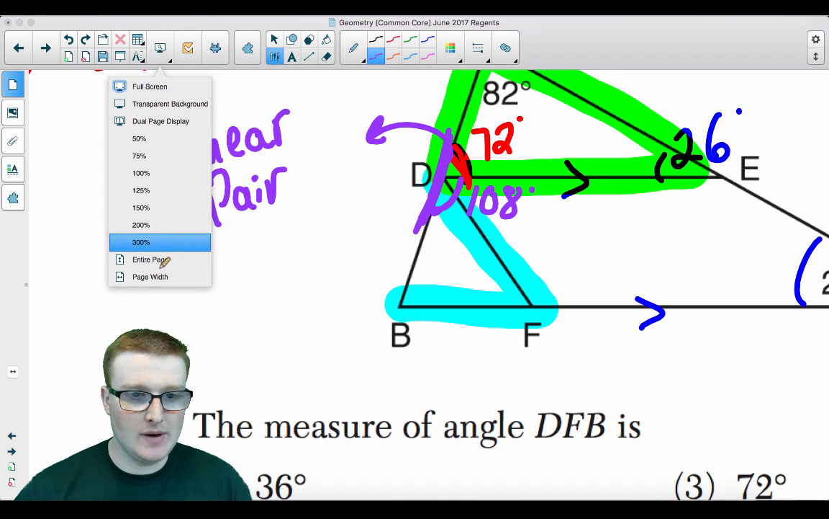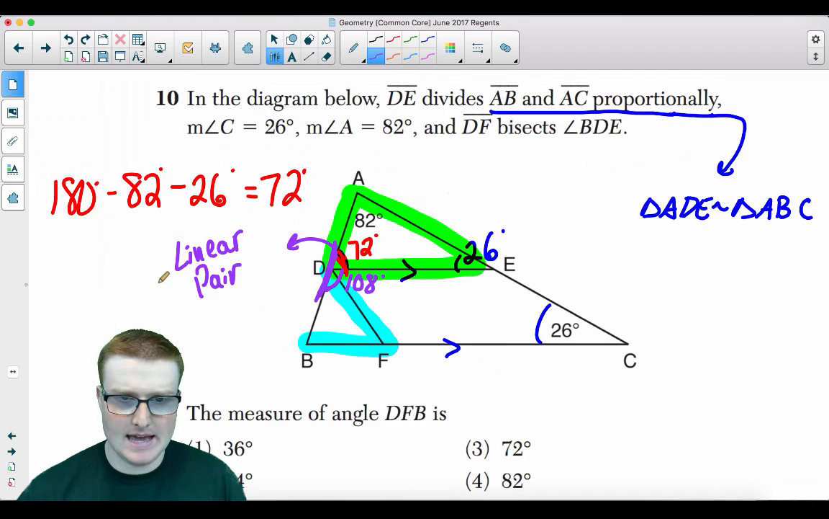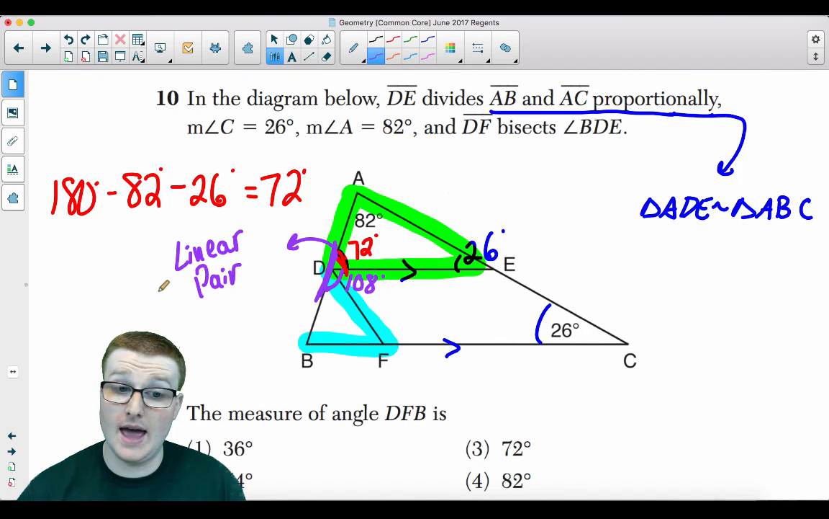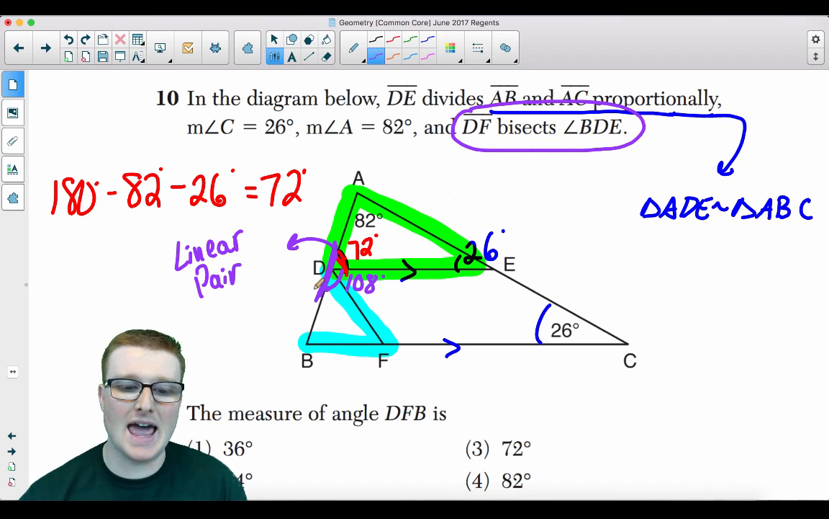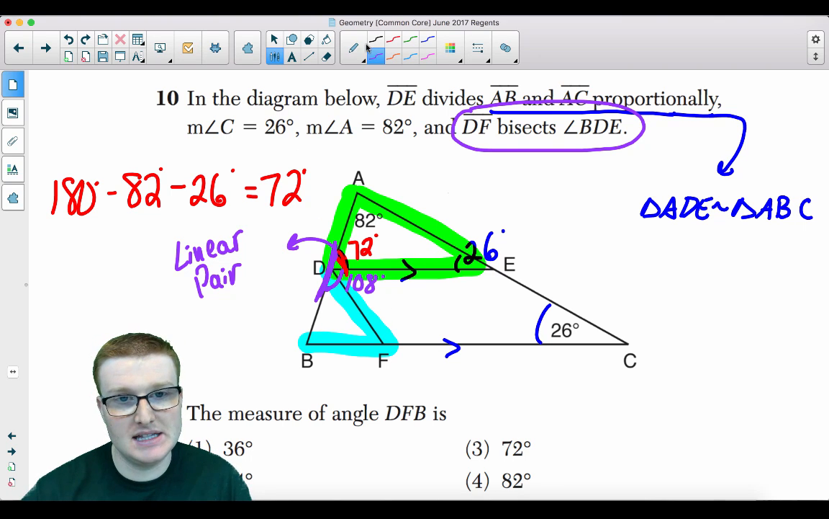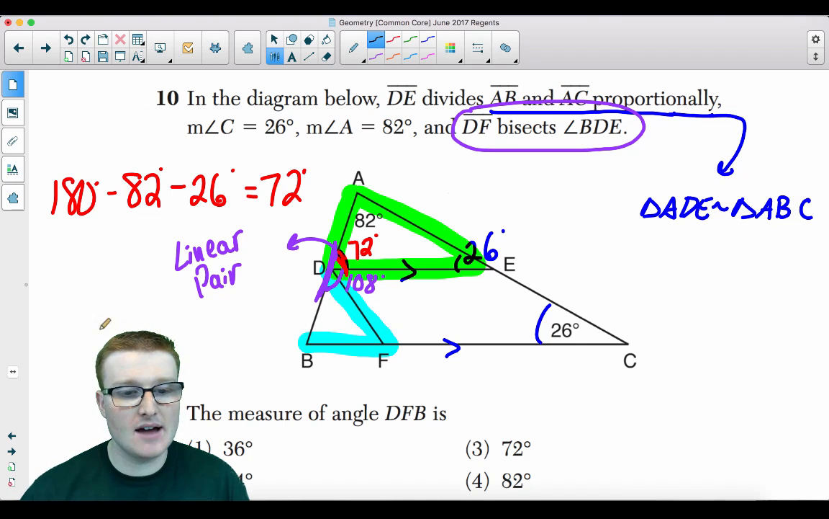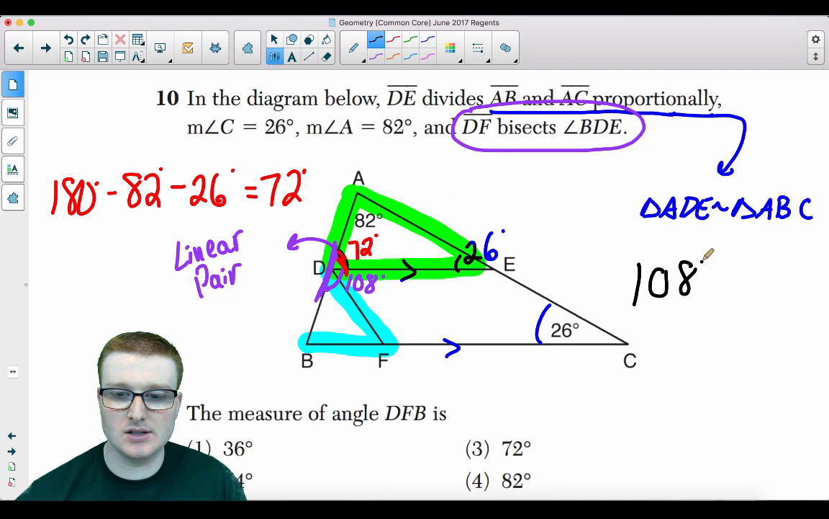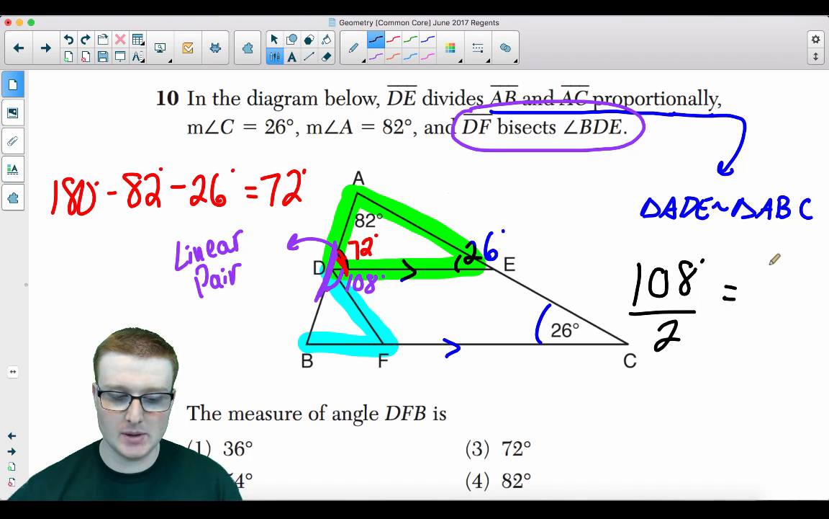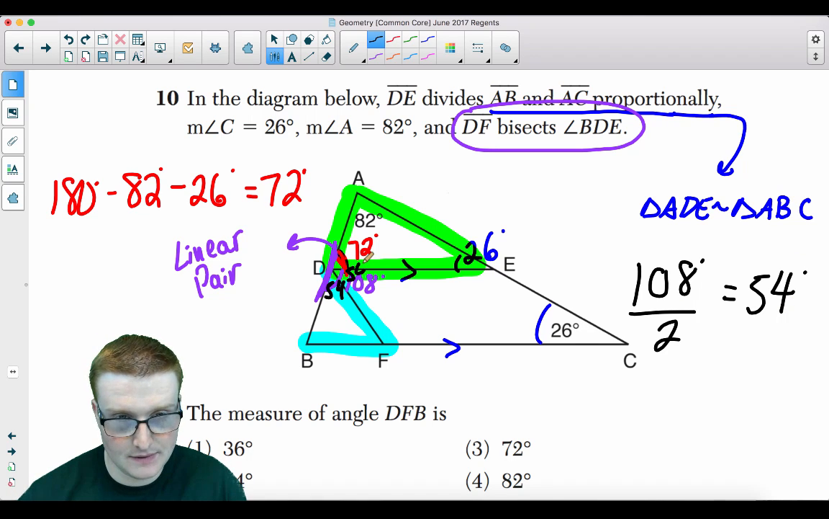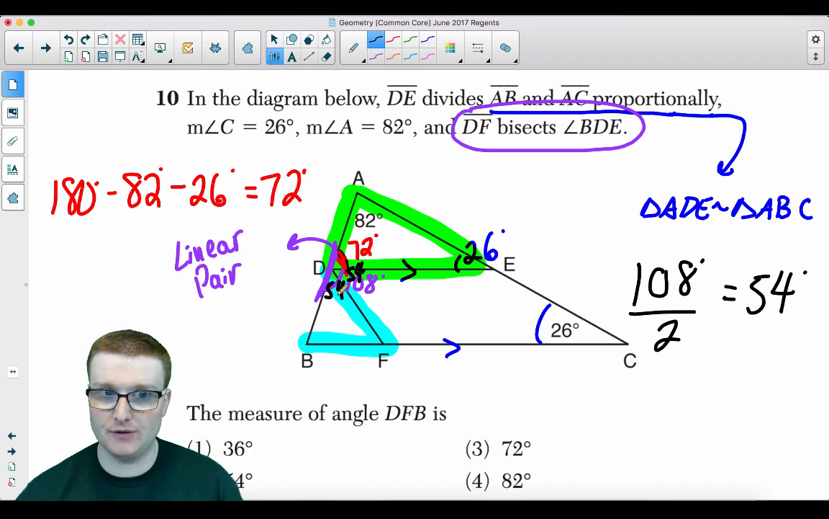Okay. So now what we're going to do is, let's see, what do we do from here? Okay, let's talk about this for a second. It says that DF bisects angle BDE. That means that this little ray that you see right here, this DF right there, cuts that angle in half. So we just now need to take 108 degrees and divide it by 2. That gives you an angle measure of 54 degrees. So this angle is 54, and this angle is 54. Okay, what do we do from here?